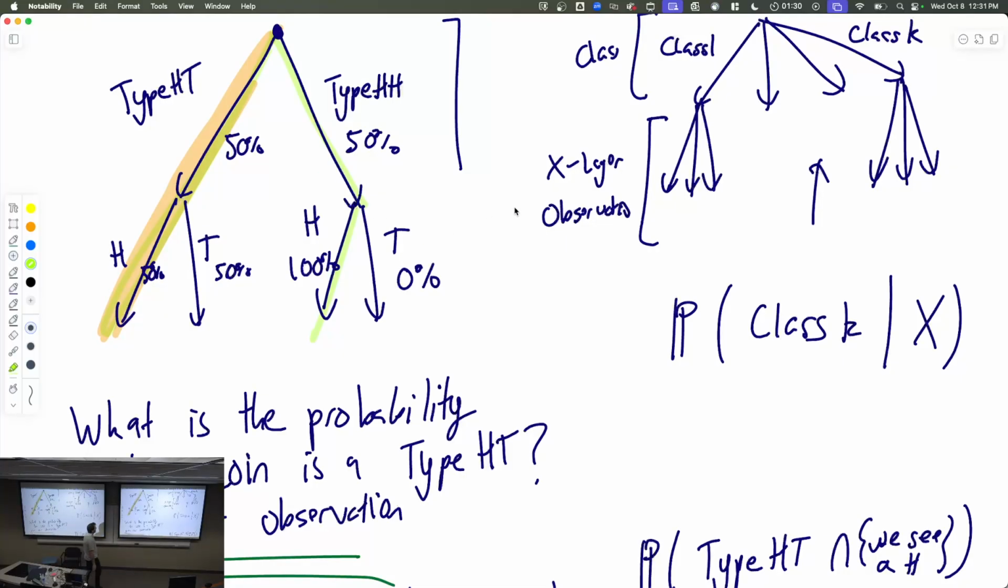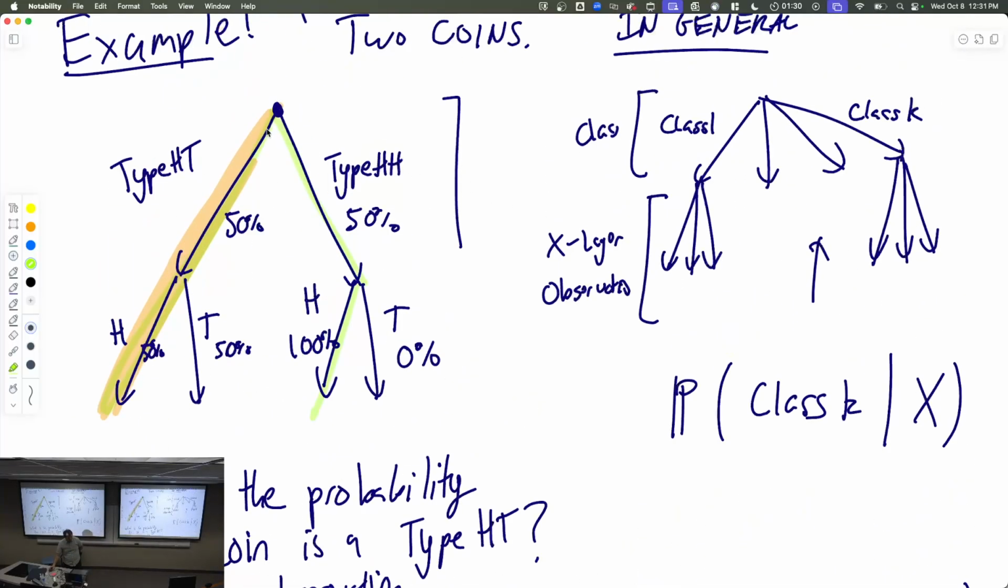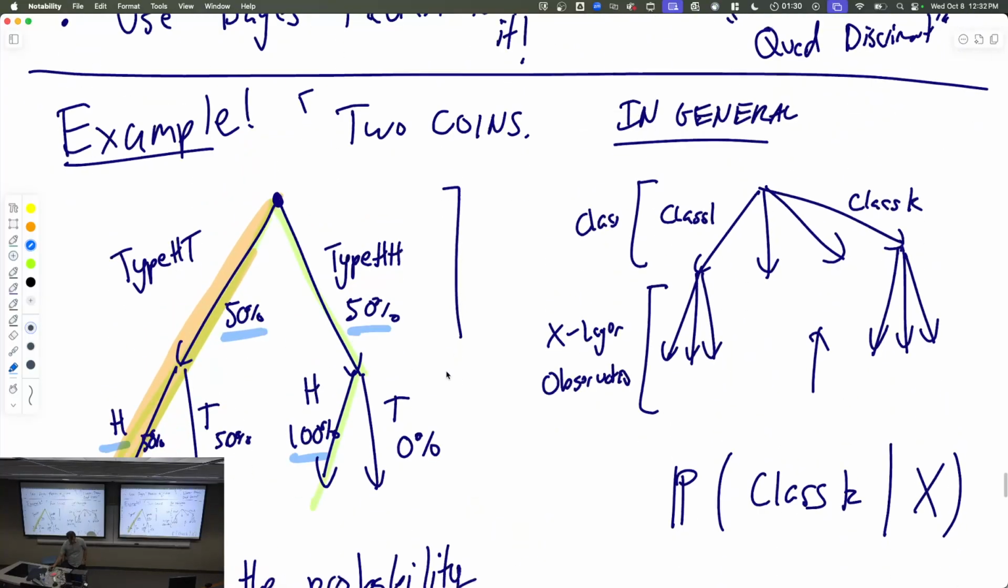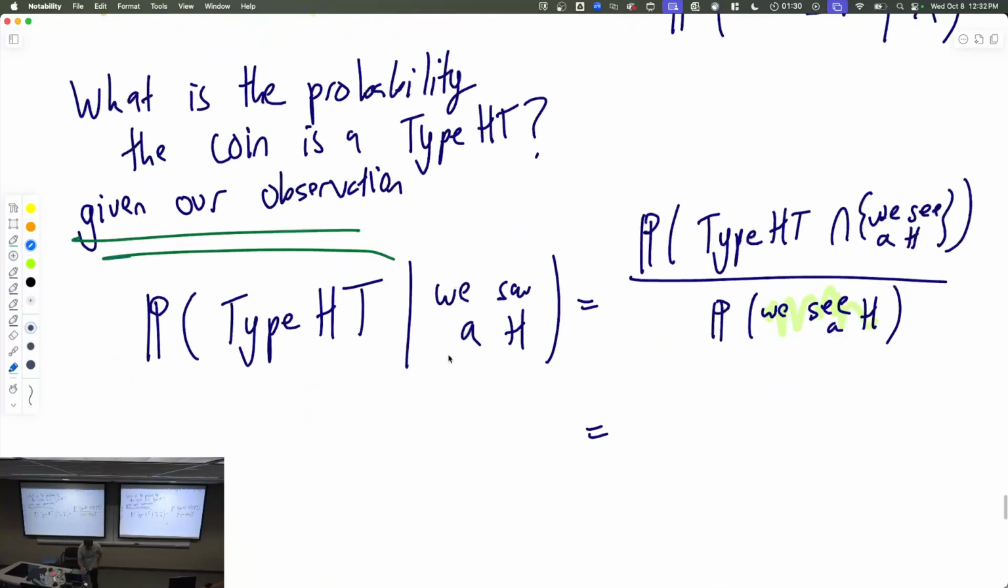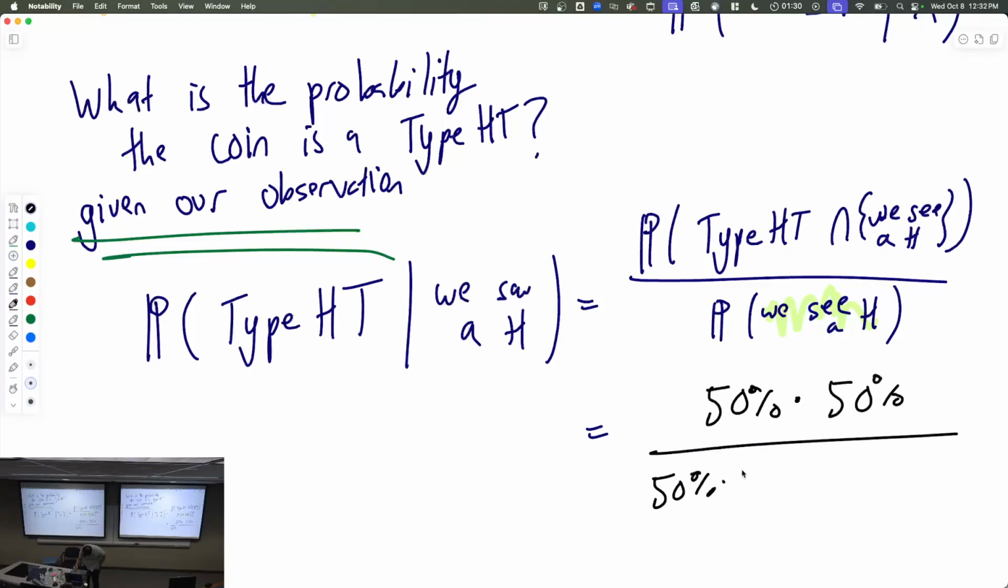Another way to say it is we have cut away these two branches. We saw a heads, so it's definitely not one of those two branches. We can cut those away from our probability tree. So what are the probabilities? Well, we use the multiplication rule, 50% times 50% for these branches. So we multiply the 50% times the 50% for that branch, and then 50% times 100% for this branch to get the final answers. So the answer is 50% times 50% divided by 50% times 50% plus 50% times 100%.